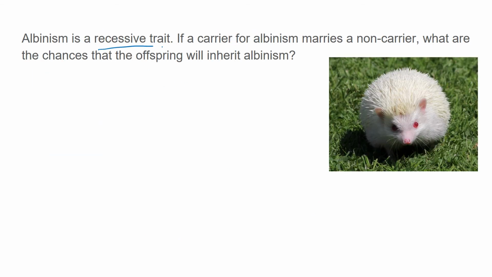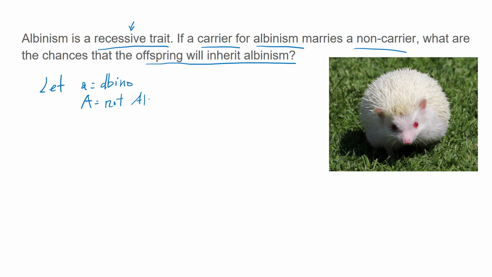Albinism is a recessive trait. This is different from the last one, right? The last one, dwarfism, is a dominant trait. If a carrier for albinism marries a non-carrier, what are the chances that the offspring will inherit albinism? All right, albinism. Albinism is recessive, so let little a become albinism. Albino. That means big A means not an albino. So let's set up our box again.